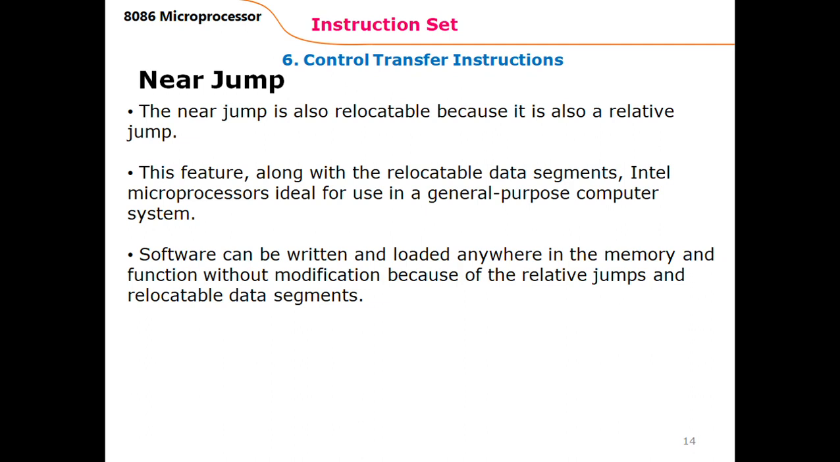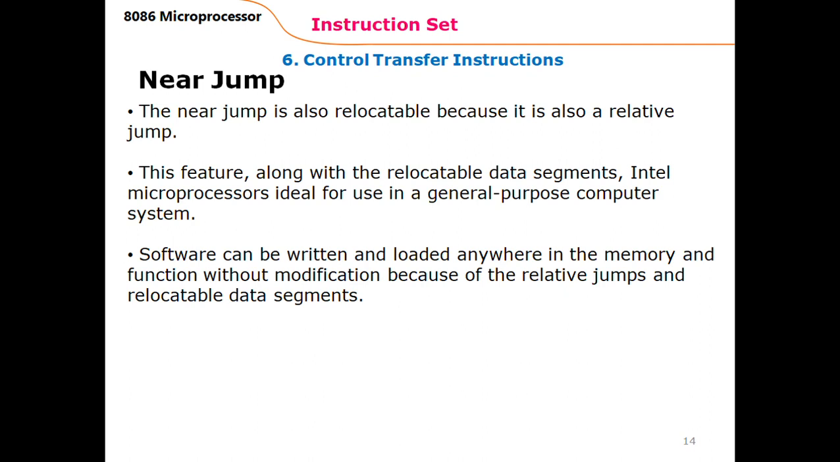Near jump is also relocatable, just like the short jump, because it is also a relative jump. By relative, we mean that the jump happens relative to the existing location. So if the location of the jump instruction is changed by copying or storing the same program at different memory locations, then the jump address would also change, because the jump happens relative to the existing location.